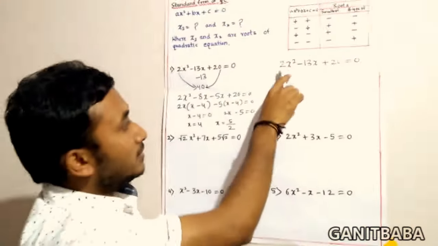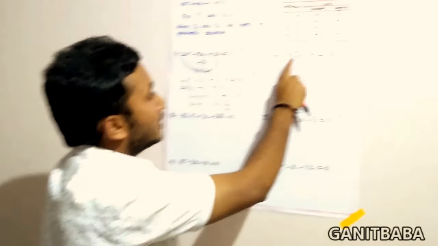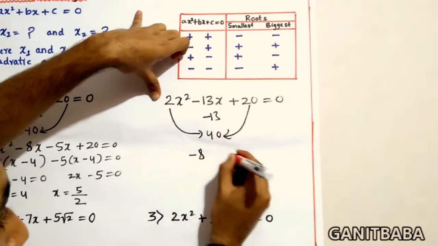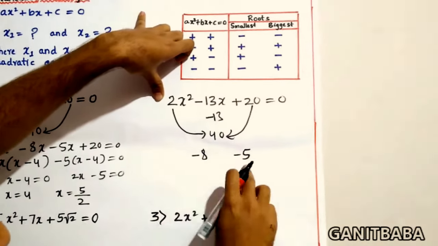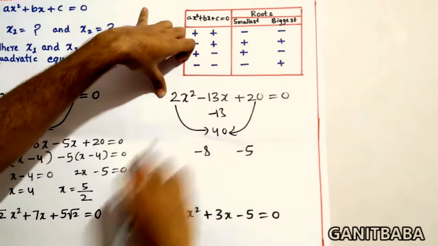See here, we have the equation as 2x square minus 13x plus 20. From this table directly we can tell that if it is minus plus, then roots will be plus plus. Okay, we will find the roots. Okay, now it is 40. So minus 13. We need to divide this number in such a way that the product should be equal to 40 and their addition or subtraction should be equal to minus 13. So here we can have minus 8 and minus 5. If you multiply this, 8 5 is 40, minus minus plus, so it is 40. Minus 8 minus 5 means minus 13 you are getting.